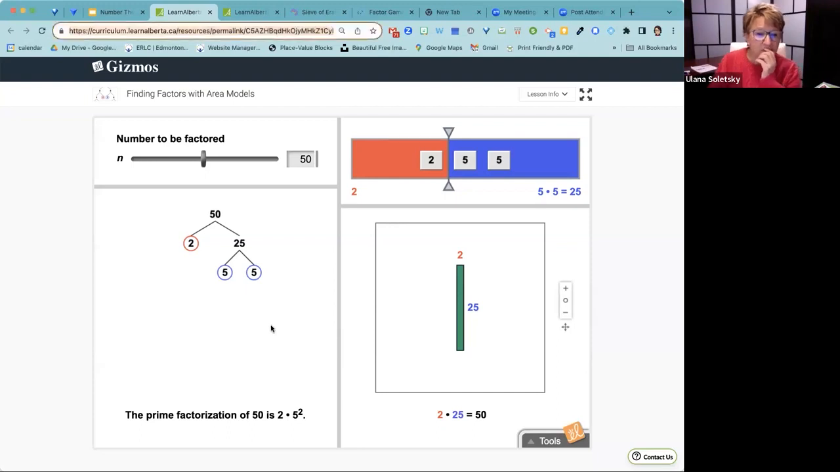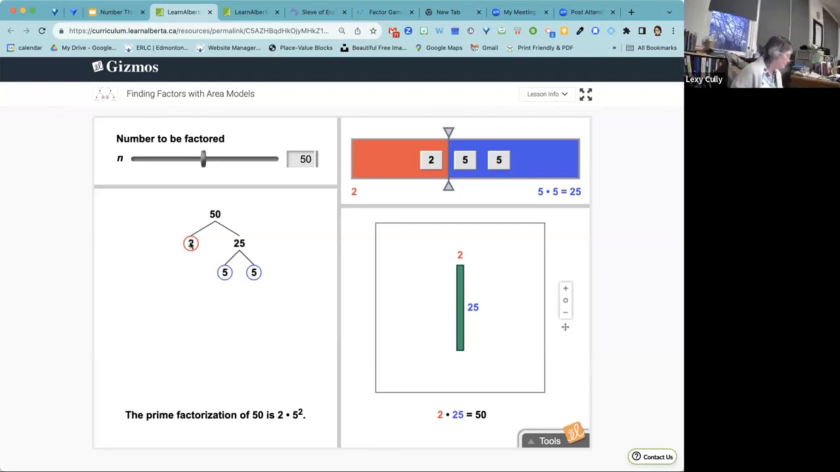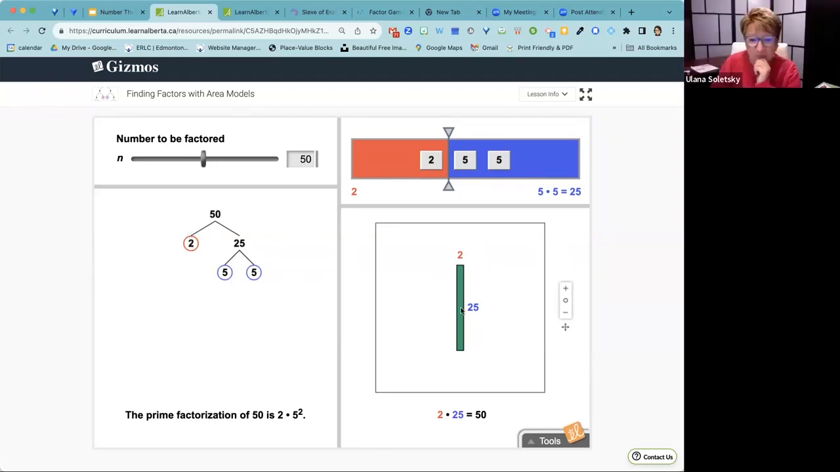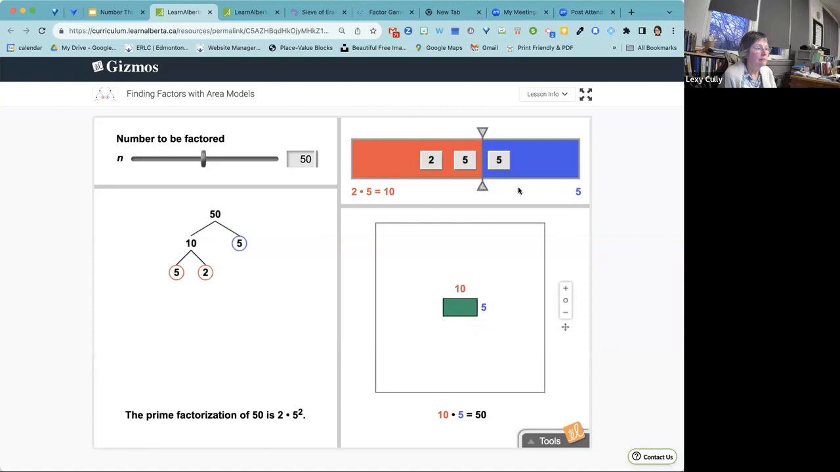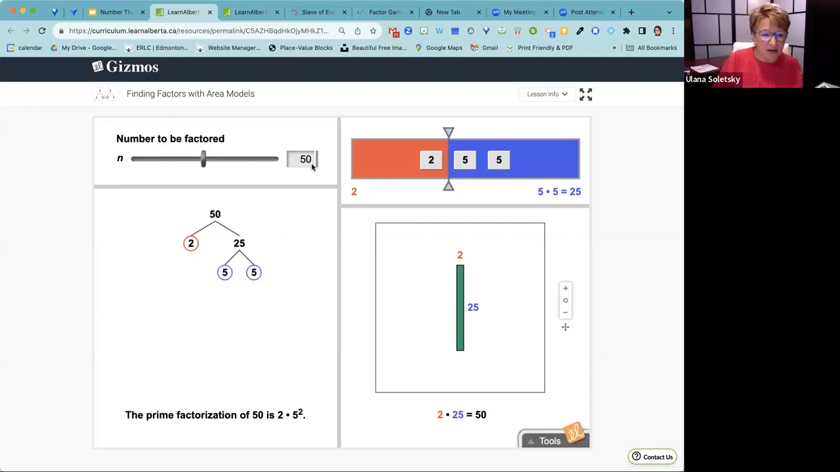Okay, just to give you an example, in this one we're factoring 50. I can go 2 times 25 here, and I can show that one of the areas is 2 times 25. The other thing is, watch, oh, I love this part. It's also 10 times 5. So the prime factorization is 2 times 25, which is 2 times 5 times 5.